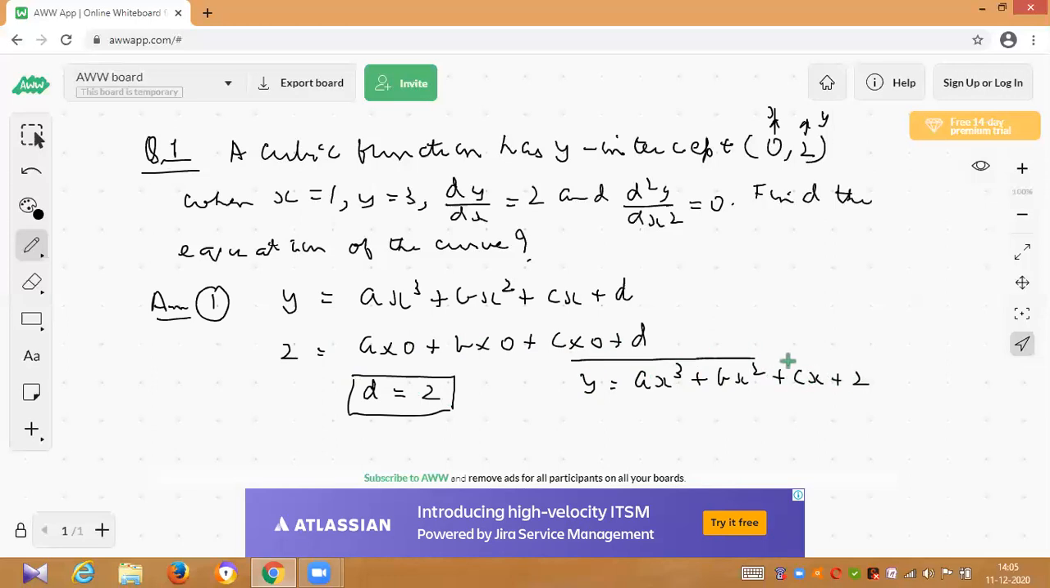Now this is the equation which I got, and I will be continuing with the same equation. They have given us the value of x as 1 and y as 3 and dy by dx equals 2.